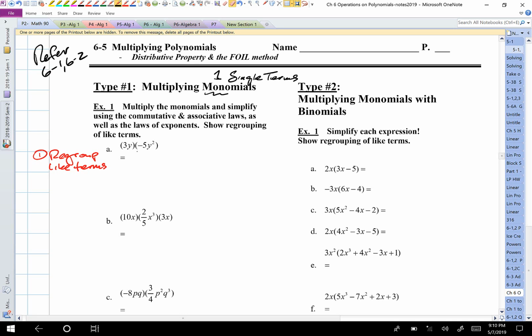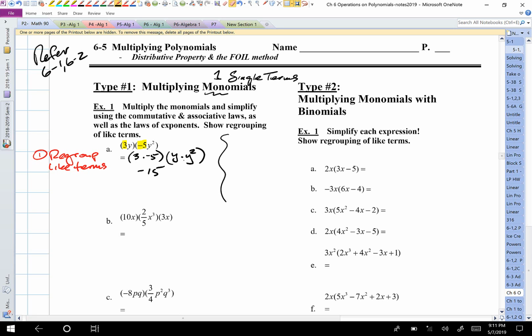So let's do that. We're going to multiply 3y times negative 5y squared by multiplying the constants first. Now, constants are the 3 and the negative 5. And in multiplication, the order doesn't matter and the grouping doesn't matter. So I'm going to group up 3 times the negative 5. That's my first group. My second group, I'm going to multiply the variables, y times y squared. 3 times negative 5 is obviously negative 15, so that's part of my answer.